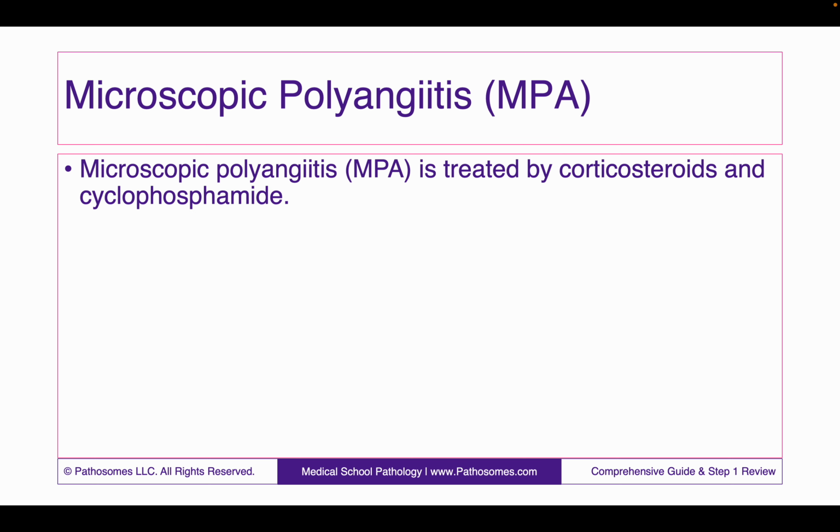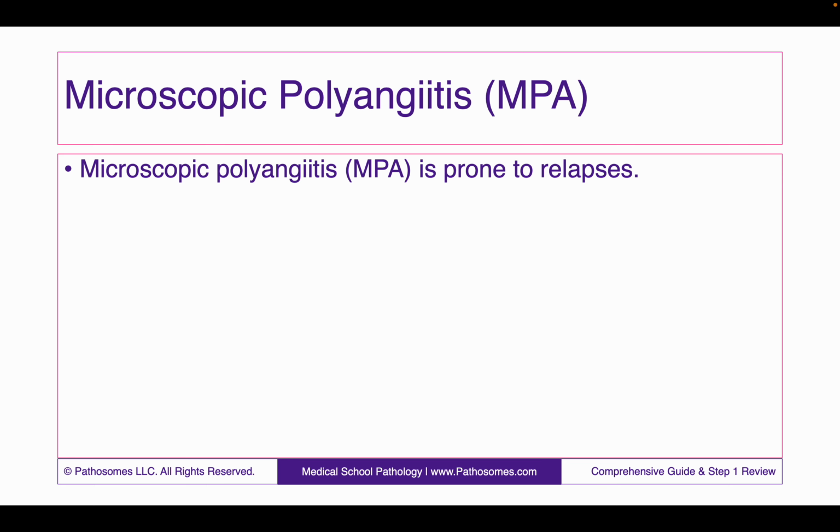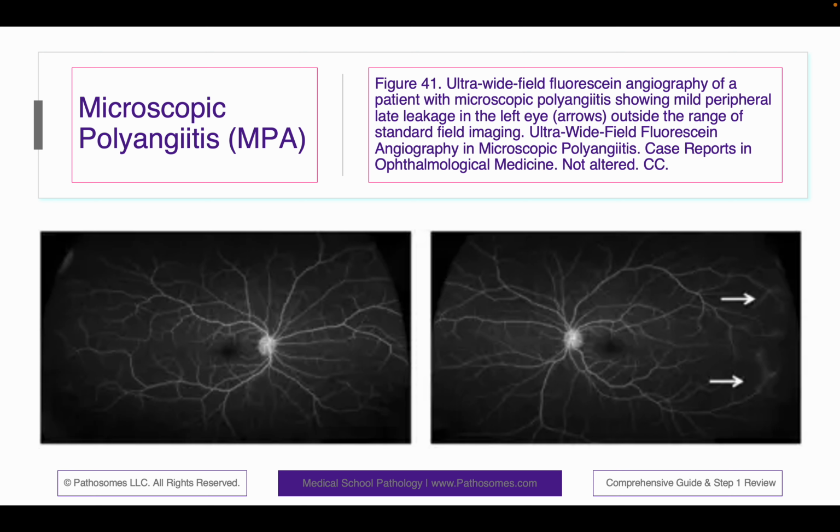Microscopic polyangiitis is treated by corticosteroids and cyclophosphamide. Microscopic polyangiitis is prone to relapses. Here we have an ultra-wide field fluorescein angiography of a patient with microscopic polyangiitis showing mild peripheral late leakage of the left eye. Look at those arrows.